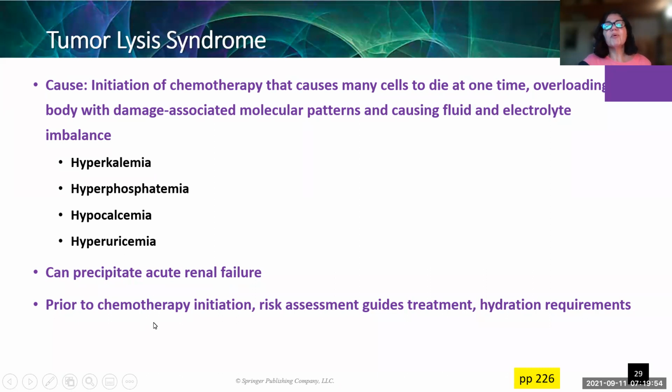And so before you start treating somebody's cancer, you do a risk assessment and figure out like, okay, how fast are we going to do this? And what do we need to do to safeguard this person's kidneys?